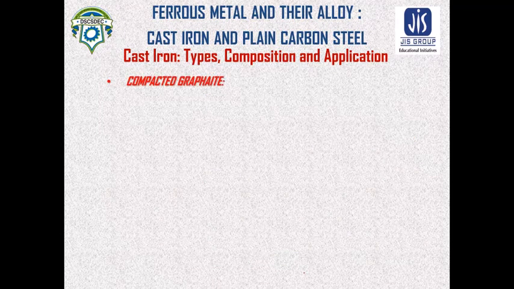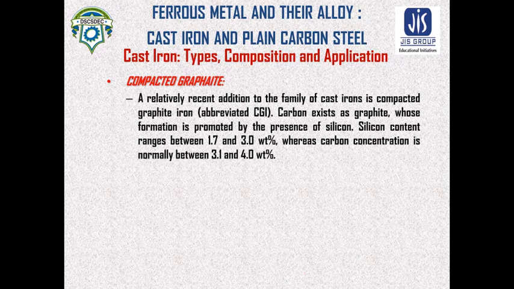Now another type of cast iron that has been emerging in trend is compacted graphite cast iron, or CGI, compacted graphite iron. It is relatively recent. Here carbon exists as graphite, whose formation is promoted by the presence of silicon. Silicon content here ranges between 1.7 to 3% by weight, and carbon concentration is 3.1 to 4% by weight.